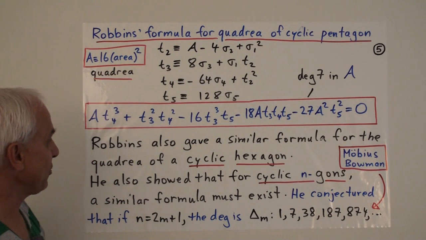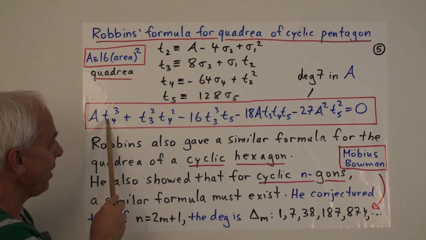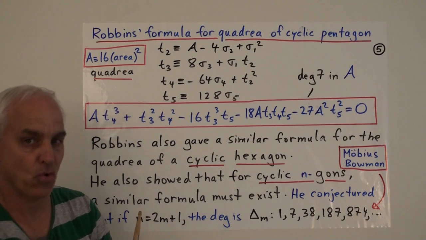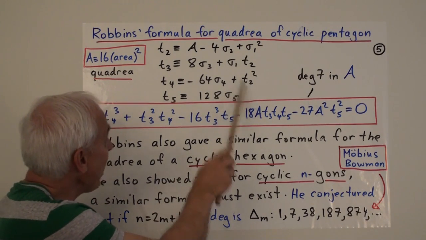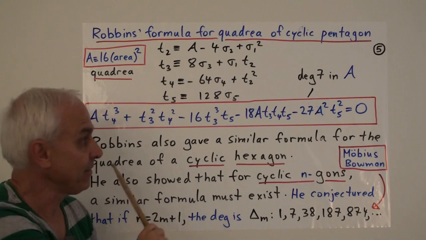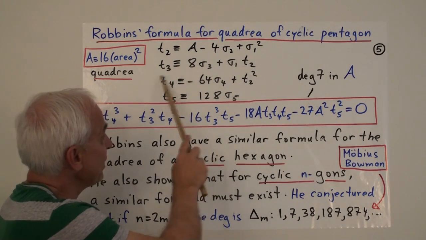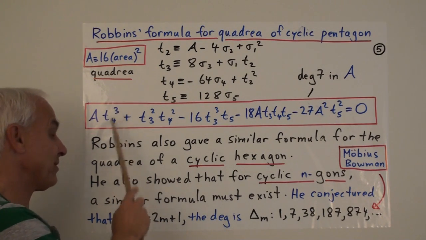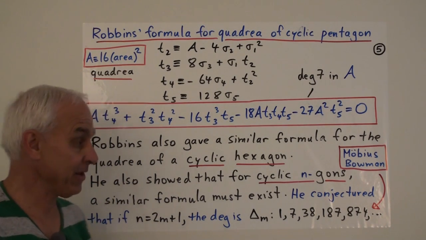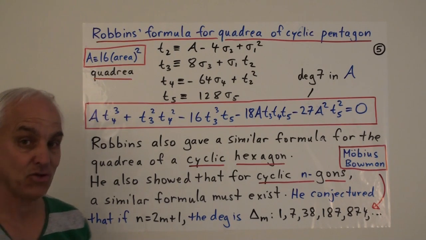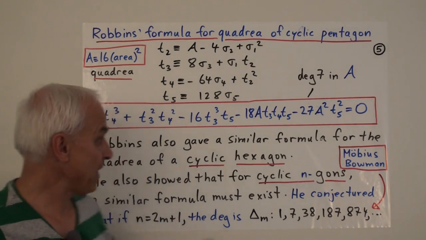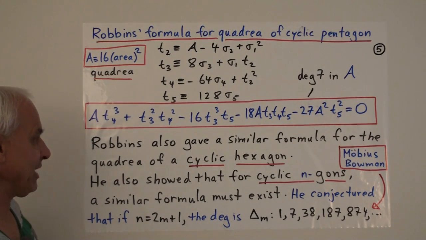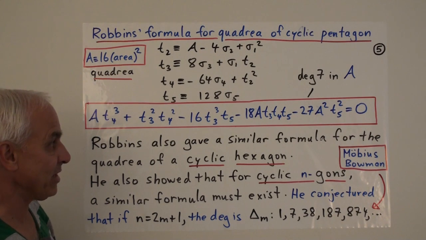It may not look like it's degree 7, but if you look at this term here, this is T4 all cubed, and T4 has a T2 squared in it. And T2 has an A in it. So this quantity here is quadratic in A. If we cube it, it's degree 6 in A, and multiplying it by another A means it's degree 7. And that's, in fact, the only degree 7 term, so it's actually a monic relation in terms of A of degree 7.